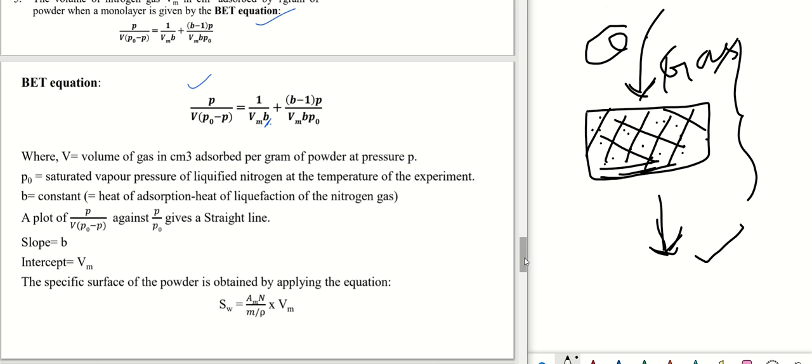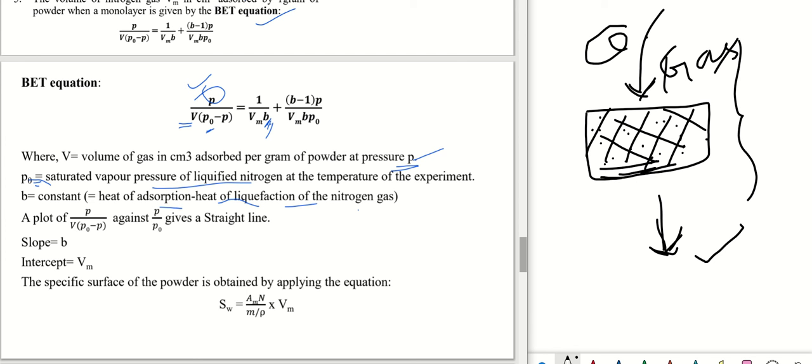Here V represents the volume of gas absorbed per gram of powder under pressure P. Whereas P naught is the vapor pressure of liquefied nitrogen. And the pressure P is the pressure that is maintained. B is a constant that is related to a gas. Here we are using nitrogen gas. It represents the heat of adsorption minus the heat of liquefaction of nitrogen gas. This is actually a constant, which will be constant for specific gases.